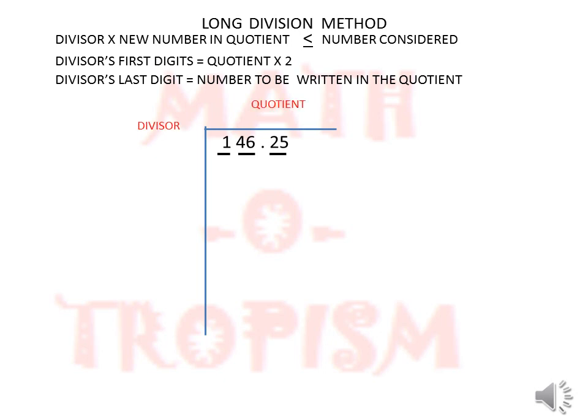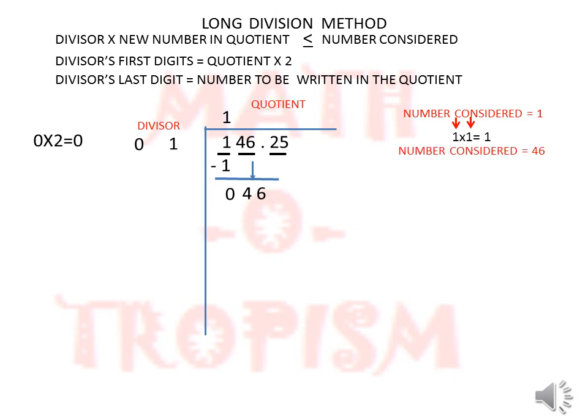Now again, what is the quotient here? 0. So what will be the divisor's first digit? 2 into 0 is 0. So what is the number considered now? It is 1. So what number, when I put it both in the quotient as well as the divisor's last digit, will give me 1? That means the square of what number is 1? 1. So I put 1 in the divisor as well as in the quotient and I get a 1. So it becomes 0. So I bring down the next digits 46. When I bring down 46, the new number considered is 46.